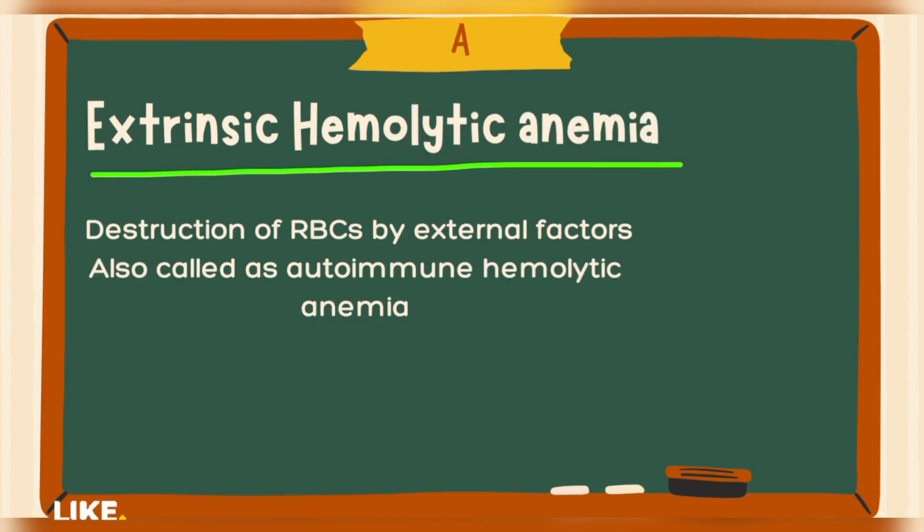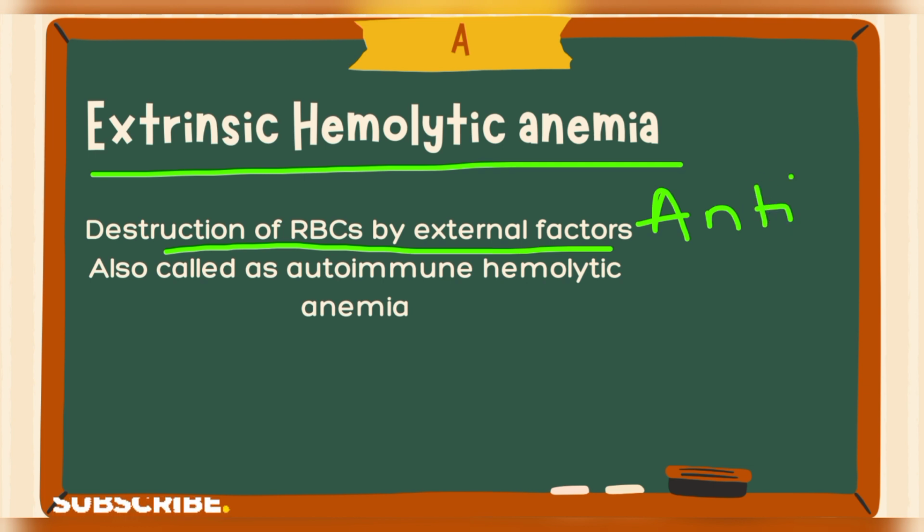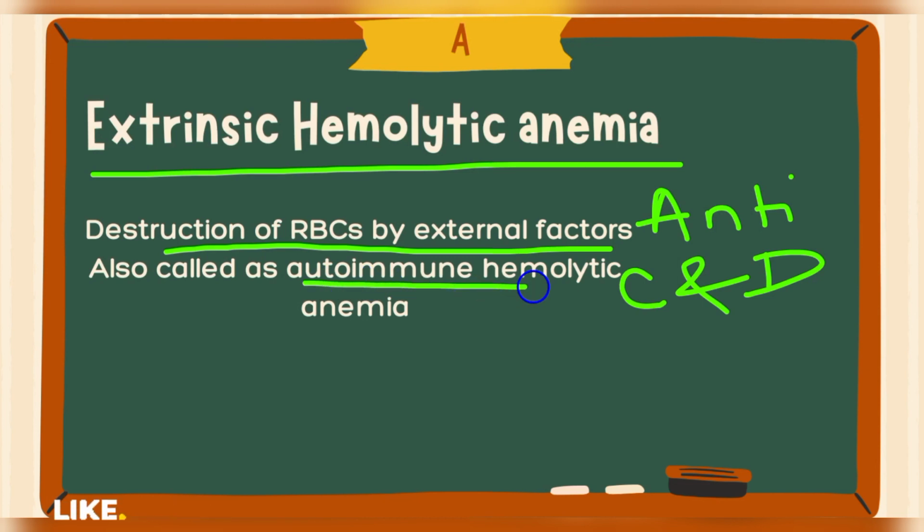Extrinsic hemolytic anemia is the type of anemia caused by destruction of RBC by external factors. Healthy RBCs are hemolyzed by the factors outside the blood cells, such as antibodies, chemicals, and drugs. Extrinsic hemolytic anemia is also called autoimmune hemolytic anemia.